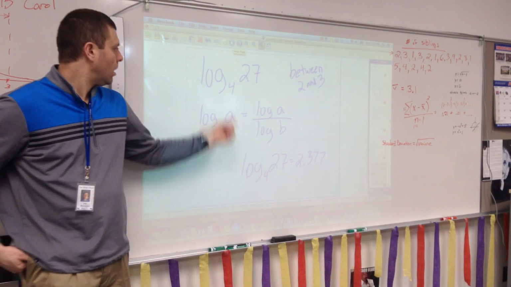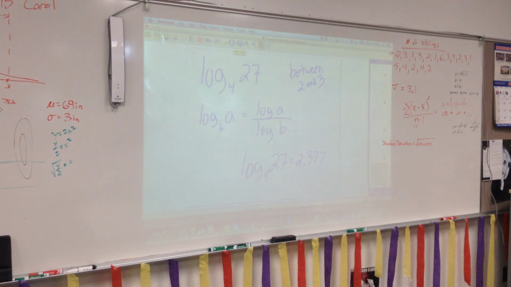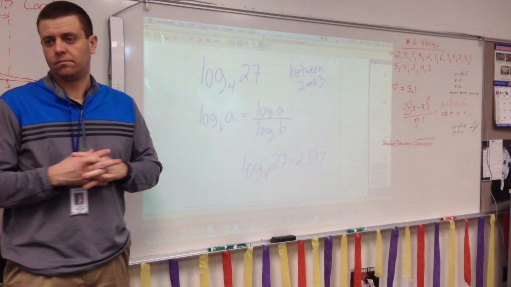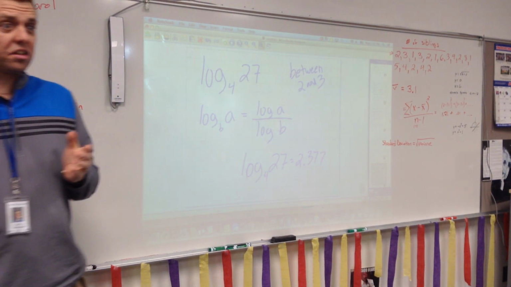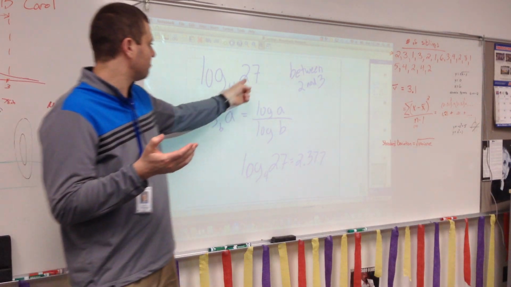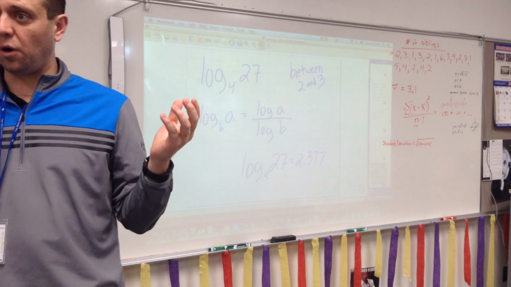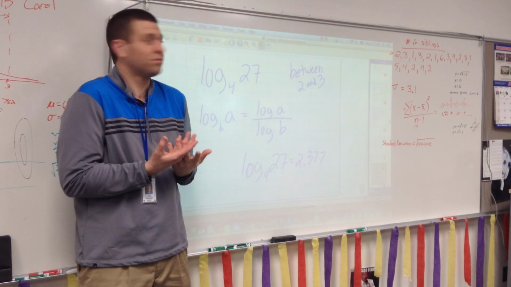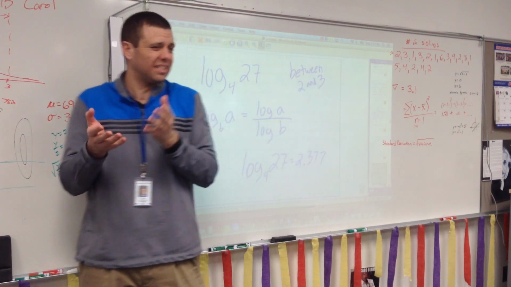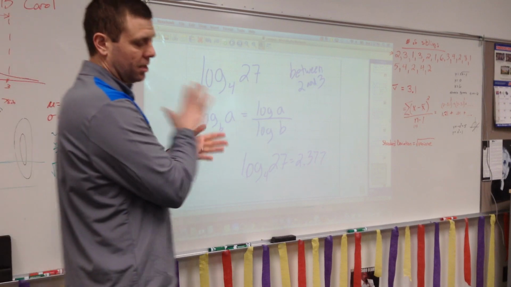What about this right here? Log to the base 4 of 27. You may want to write this out. What's that answer? Well, that one doesn't seem quite so nice, right? 4 to the second power is 16. Not big enough. 4 to the third power is 64. Too big. So I know my answer's got to be somewhere between 2 and 3, but I don't know exactly what that power is going to be.